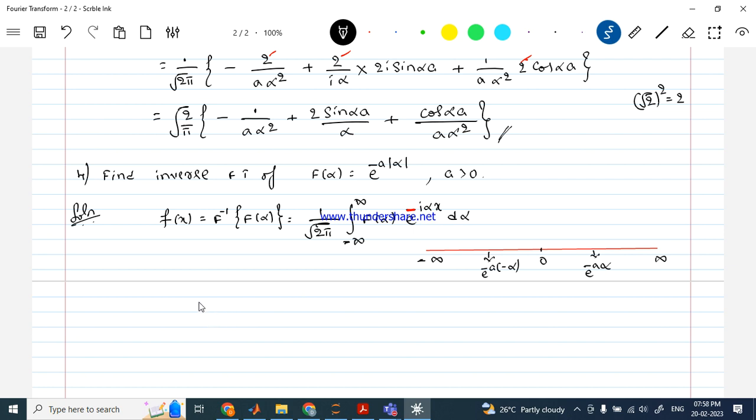So I know the function from minus infinity to plus infinity. So let me substitute that. So 1 by root 2 pi times from minus infinity to 0, function is e power a alpha into e power minus i alpha x or ix alpha d alpha plus from 0 to infinity e power minus a alpha into e power minus ix alpha d alpha.